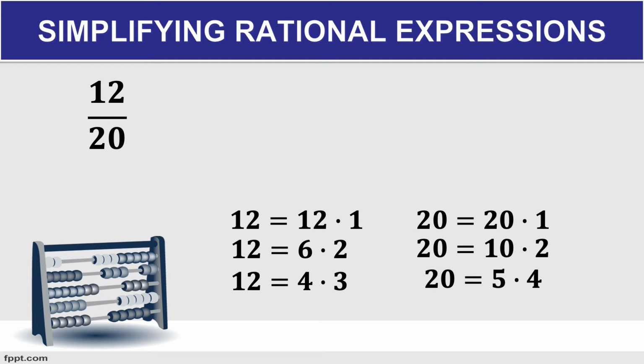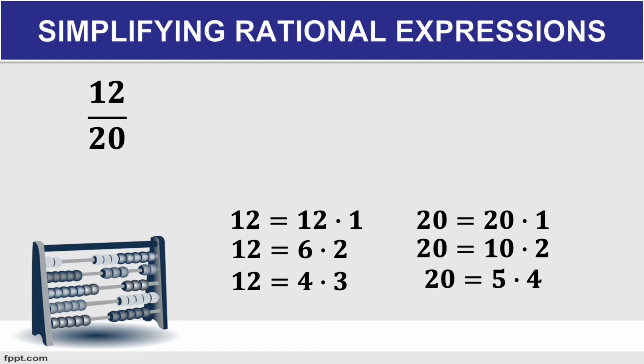Then, kuhanin natin yung factors na GCF nila. Okay? Kuhanin natin yung GCF nila. Ibig sabihin, kukunin natin yung may pinakamataas na factors na common sa kanilang dalawa. So, since pareho silang 1, may common sa kanila 1. Tama? Pero may mas mataas pa doon, kukunin natin yon. Tulad nito, 4 times 3 and 5 times 4. So, ang common sa kanila is 4.